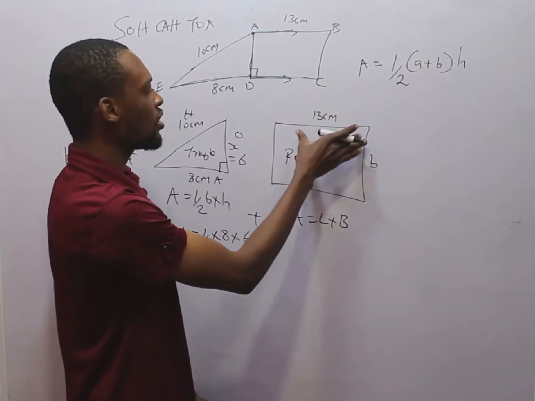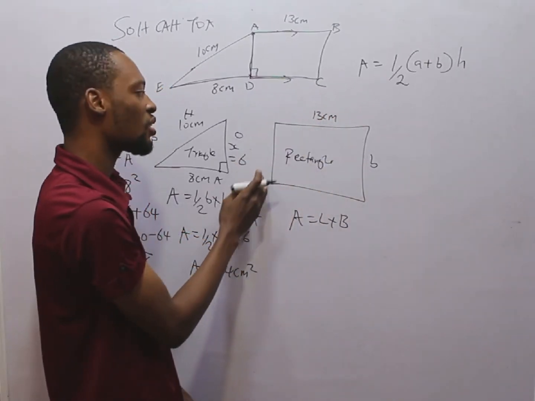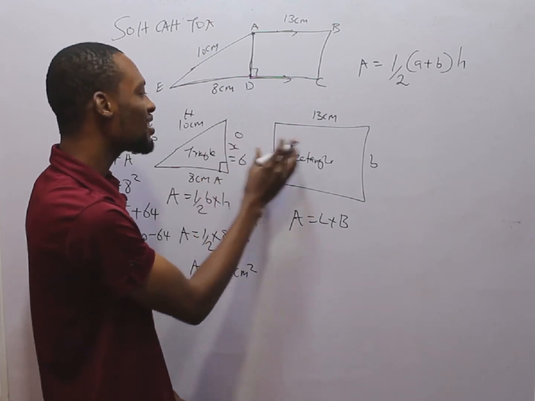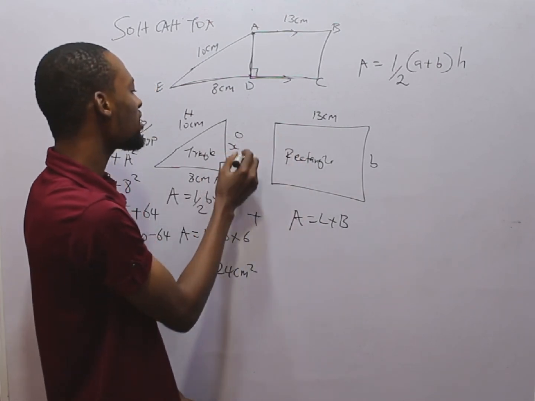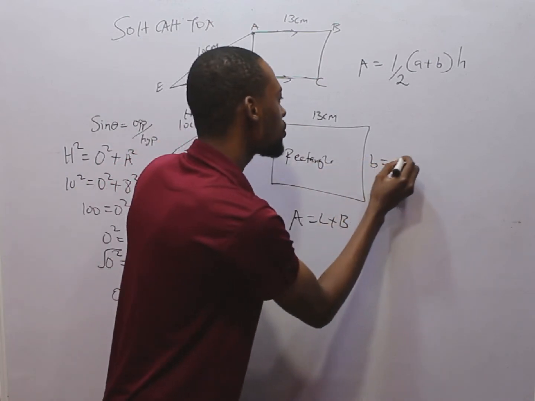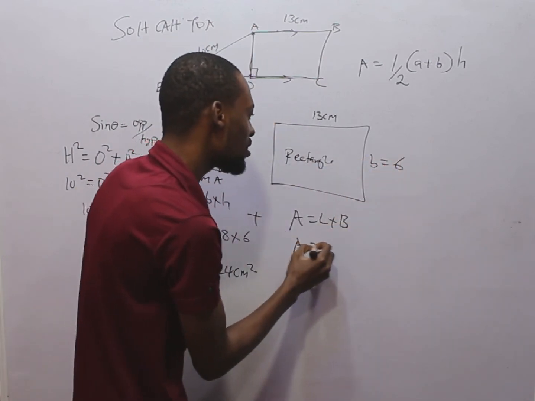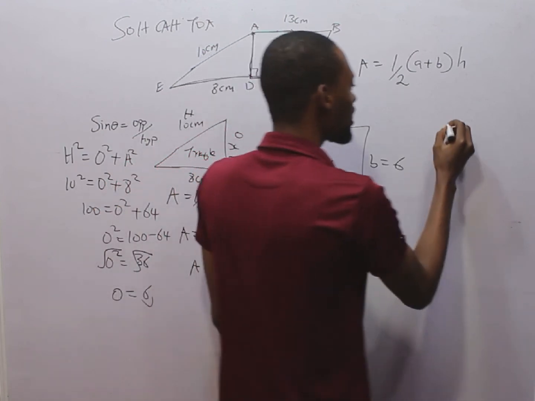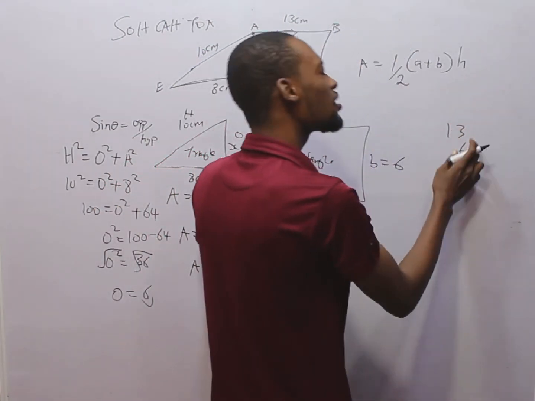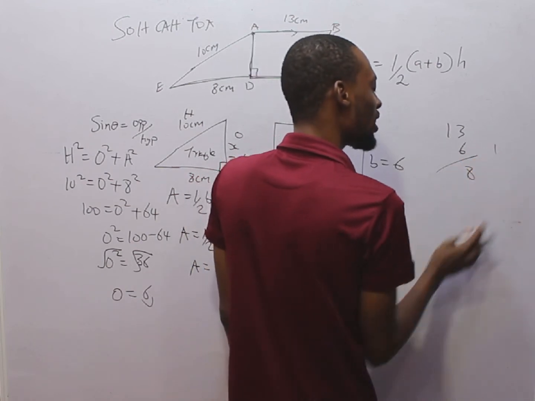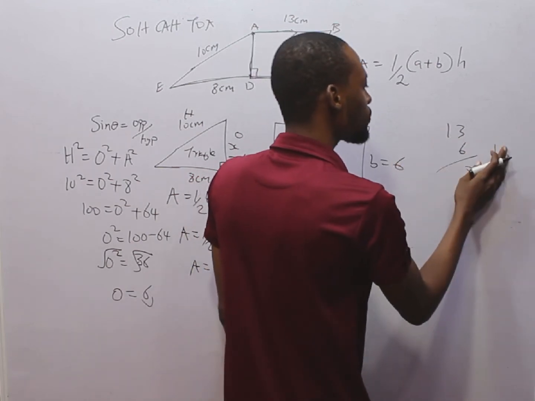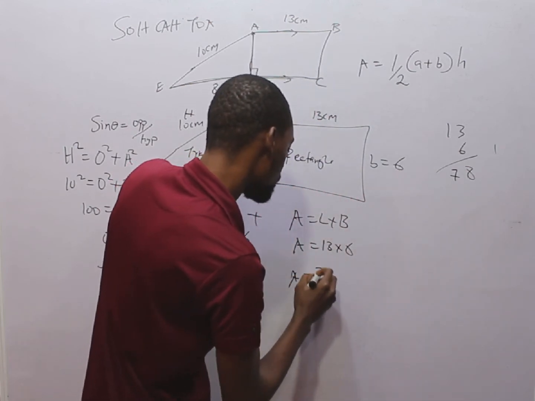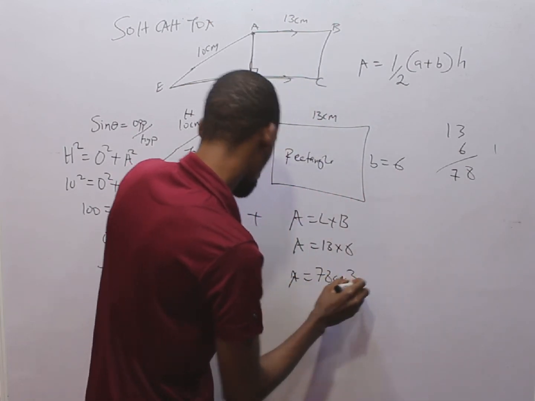How about this? We have the length, we are looking for the height or the breadth. So this height is the same thing as the height here. Since we got here to be 6, here is also 6. And the area A is length 13 times 6. And 13 times 6: 6 times 3 is 18, carry 1. 6 times 1, 6 plus 1, 7, so 78. So area here is equal to 78 centimeter squared.